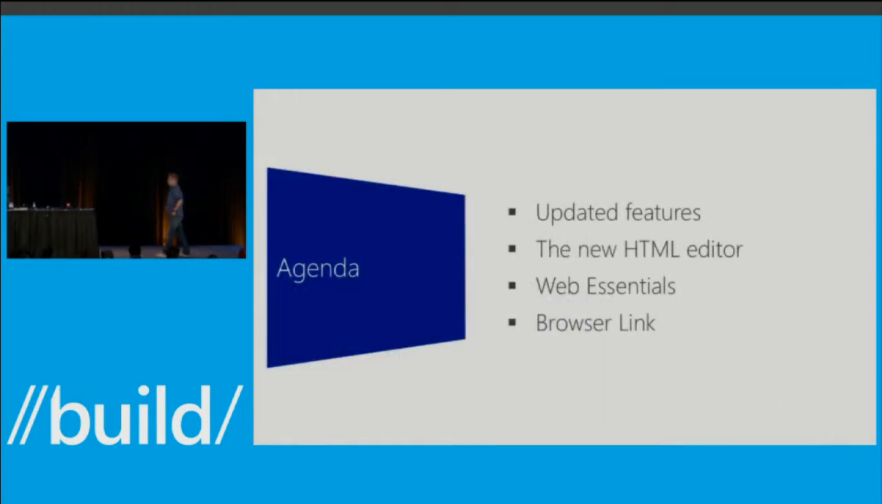So basically, let's go and look at some of the updated features. I just want to show you briefly some of the cool new things that are in the box. They're just improvements, but I think you should see them because even though you probably already have downloaded and tried to use VS 2013, you might not have noticed these things. Then we're going to go deep on the new HTML editor. This is really cool. We're going to talk about Web Essentials. How many people here know or use Web Essentials? Nice. Okay. And then finally, Browser Link.